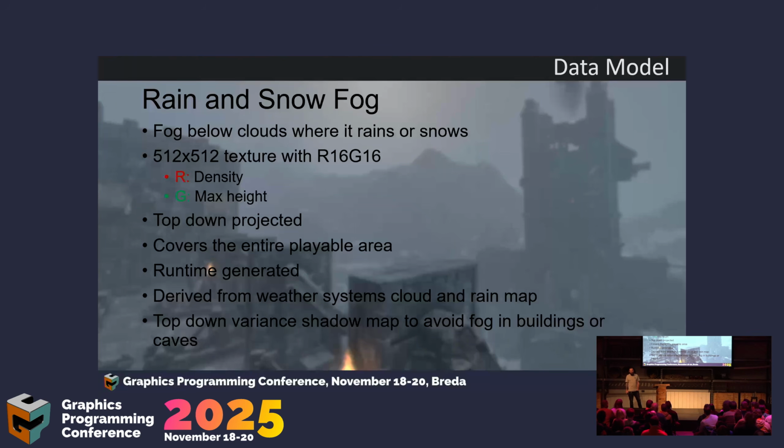We also use a top-down projected variant shadow map to avoid fog in buildings and caves. We also use this variant shadow map for our rain effects and such, to avoid them inside buildings.